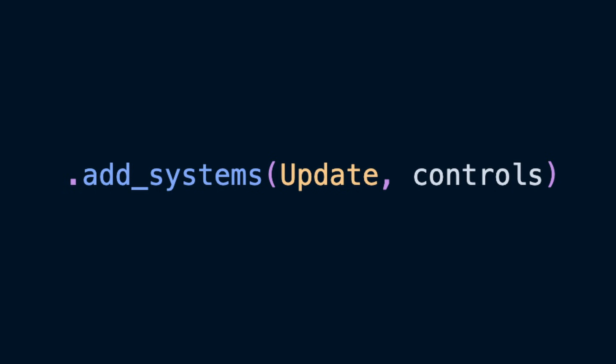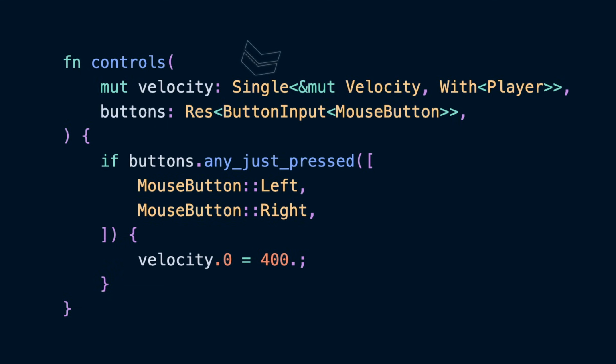To handle this, we'll accept user input, and if a button is pressed, then we'll insert an arbitrary upward velocity. Add a controls system to the update schedule. We only have a single player, so we'll be taking advantage of single this time. This behaves similarly to query with the exception that it expects exactly one result.